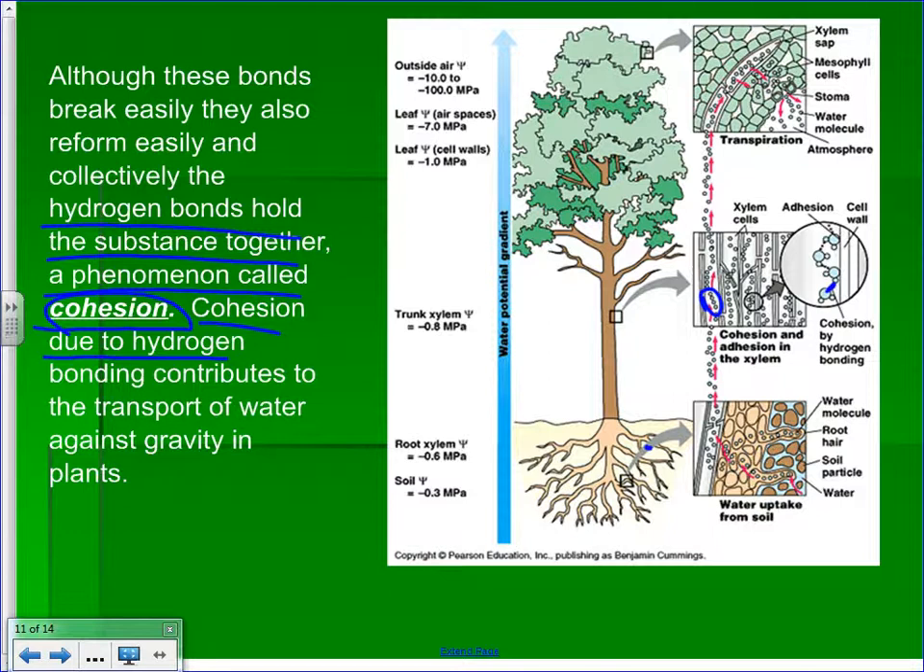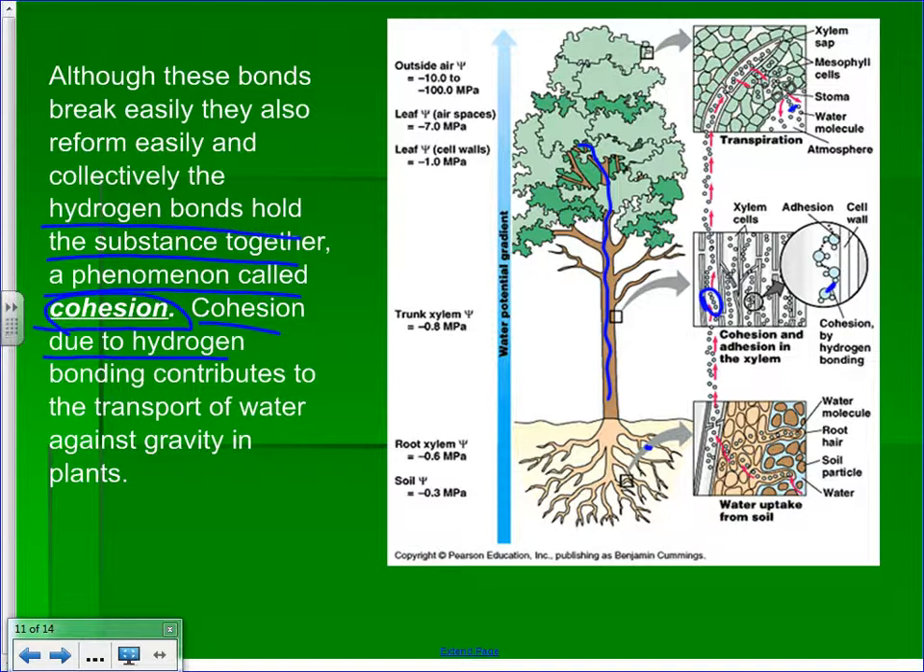Okay, and they're all stuck together like that all the way up the tree, all the way to the leaves. So as one water molecule evaporates out of the leaf, it pulls all the others, just like links in a chain. Okay, so as it moves upwards, so do all the others attached to it.